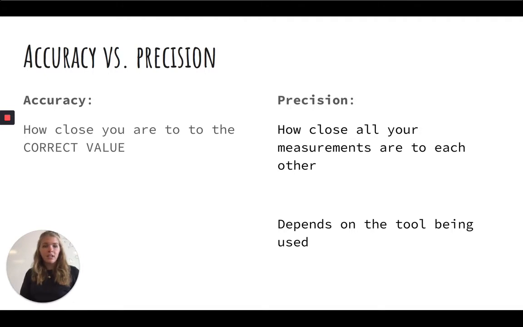So again, accuracy is how close you are to the correct value, whereas precision is how close all your measurements are to each other. And precision is very dependent on what tool you're using to measure. If you use something with higher graduation and higher milliliters counting, it's going to be more precise. Whereas if you're using something like a beaker, it's not going to be very precise.